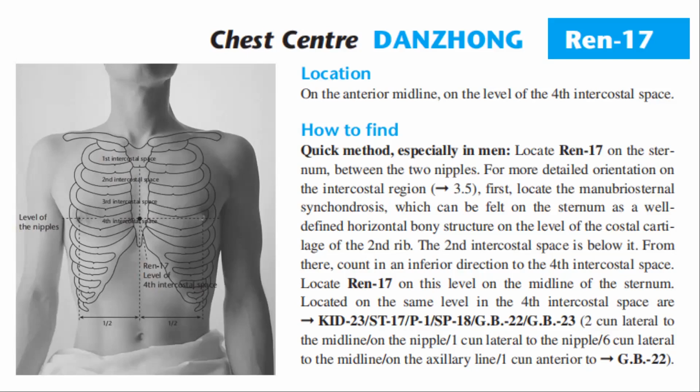Located on the same level, on the fourth intercostal space, we have kidney 23, stomach 17, pericardium 1, spleen 18, GB 22, GB 23. Two cun lateral to the midline on the nipple, one cun lateral to the nipple, six cun lateral to the midline on the axillary line, one cun anterior to GB 22. So we have that on the illustration on the picture.